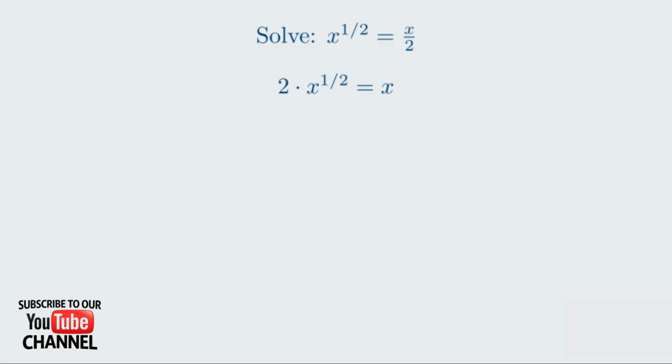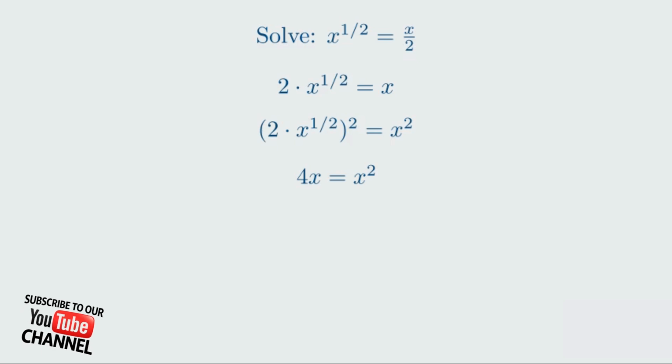Remember, x to the 1/2 is the same as the square root of x. To solve an equation with a square root, a common technique is to square both sides. Let's square both sides of our equation. On the left side, we apply the power to both the 2 and the x to the 1/2. This gives us 2 squared times x to the 1/2 squared, which simplifies to 4 times x to the power of 1. So the left side becomes 4x. The right side is x squared.